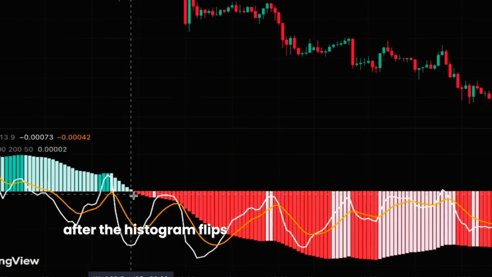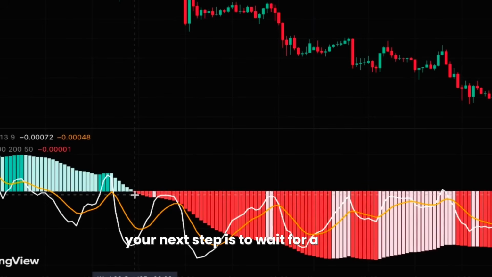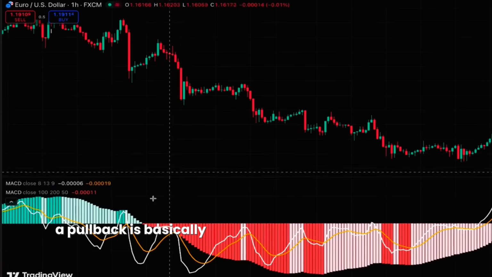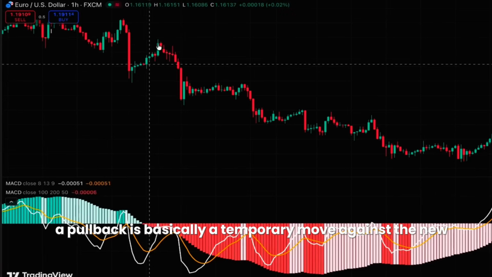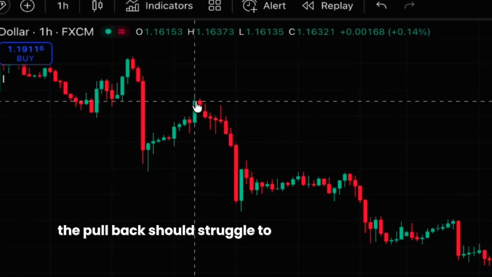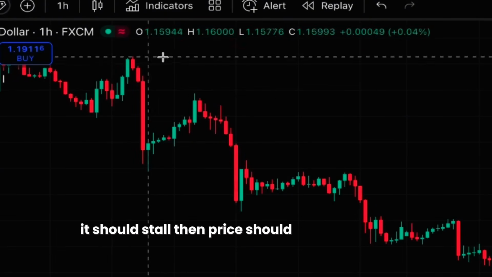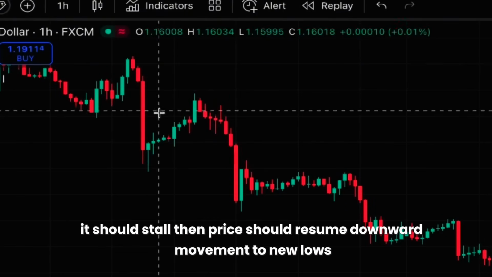After the histogram flips below the center line and turns red, your next step is to wait for a pullback. A pullback is basically a temporary move against the new direction. If the reversal is real and sellers truly have control, the pullback should struggle to break the previous swing high. It should stall, then price should resume downward movement to new lows.